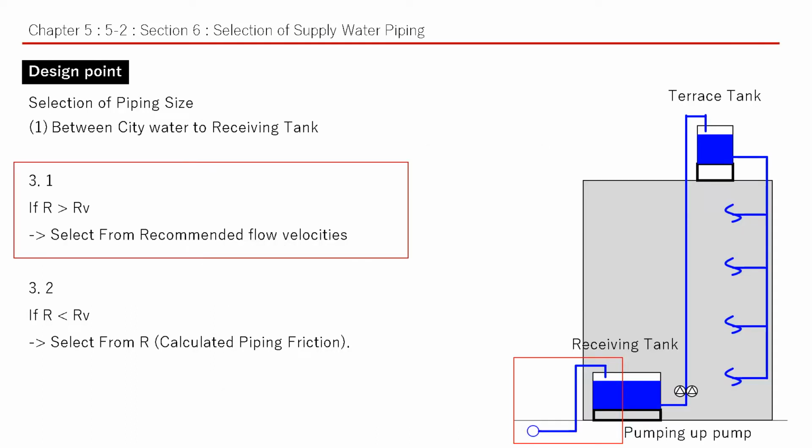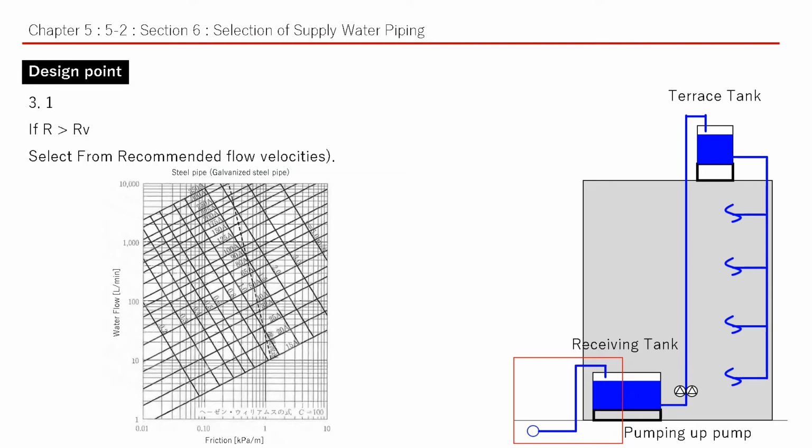After calculating piping friction, compare with the friction from the recommended flow velocity. We introduce the method as per Brown book. But considering practical use, it is easy to select from the recommended flow velocities. We will introduce the method of selection from recommended flow velocity. We use piping friction resistance diagram. It was made from Hazen-Williams equation. First, we already mentioned line for recommended water velocity.